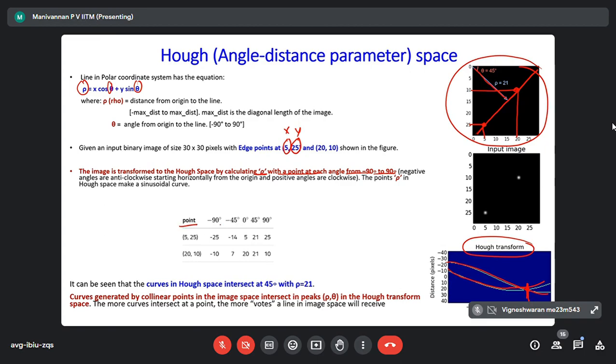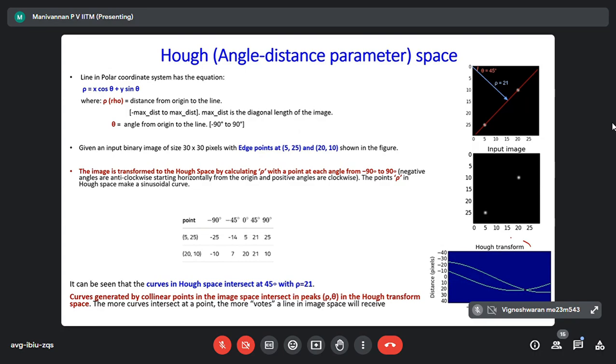Correct? The first point, second point, you vary. Here we have shown only 4 values, correct? So here, then you can calculate this. It can be seen that the curves at Hough transform intersect at 45 degrees with rho equal to 21. This point.